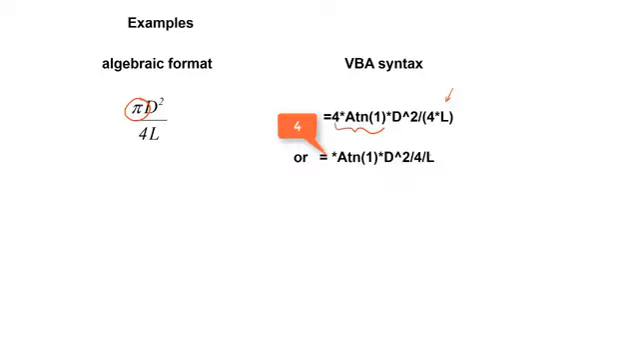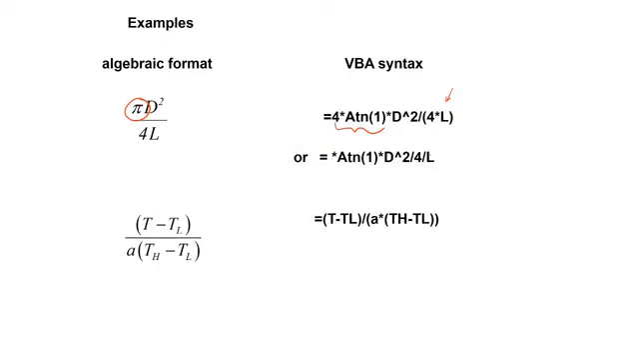Alright, let's go through a couple more examples. We have pi d squared over 4l. There is no built-in pi function. So a good way to denote pi in VBA is to do 4 times the arctangent of 1. So the tangent of pi over 4 is equal to 1, so you can use that property to define that as pi. So this expression on the left would be written like that, or if we don't use parentheses in the bottom, we can divide twice because of that left to right. The way that VBA reads syntax is left to right, so we can do that.